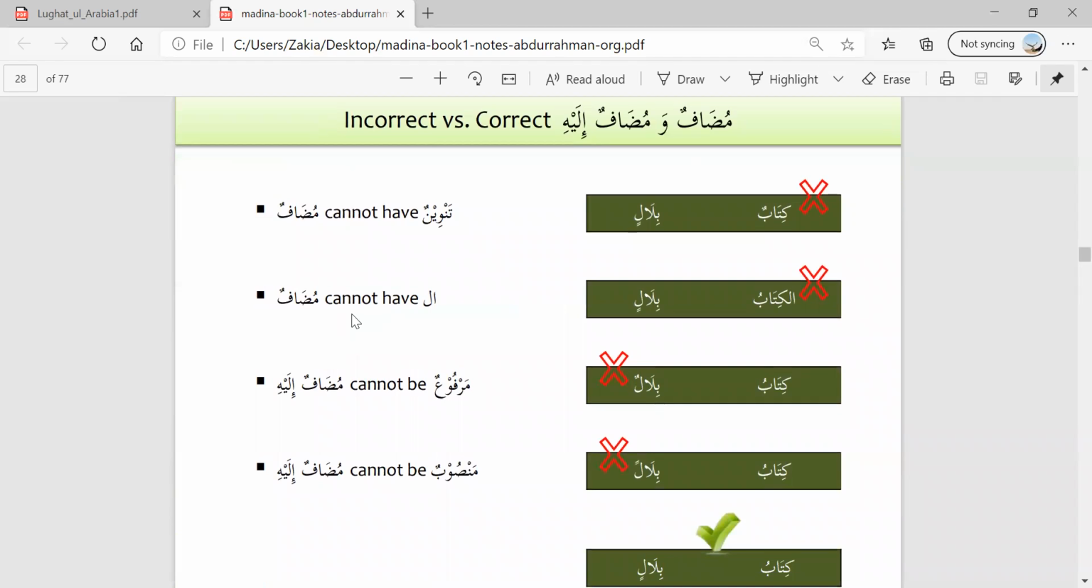We're going to go through the correct and incorrect mudaf and mudaf ilayh. Mudaf cannot have a tanween. Here you have a double voweling as a mudaf. So kitabun bilalin, Bilal's book. This kind of sentence, you'll understand it's mudaf ilayh, because it's talking about the possessor. Who's possessing the book is Bilal. He's the possessor of the book, which is what is possessed. If it has double vowel, that's incorrect. If your mudaf has an al, it's incorrect as well. So a big cross there.